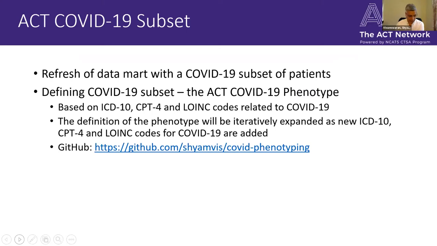So if you're a site who have a smaller I2B2 database and you have access to data which is available pretty much on a daily basis, then you can refresh the I2B2 data mart pretty much on a daily basis. However, if you're a site which has a very large I2B2 and it's challenging to refresh that overnight, we developed an ACT COVID-19 phenotype, which basically defines the patient cohort, which we would like you to refresh more frequently than your full cohort. And this is basically based on COVID-related codes or COVID-relevant codes in ICD, CPT, and LOINC. And this definition also expands and gets revised in sync with the ontology, as well as in sync with other efforts which use a phenotype definition. And the current definition is available at the GitHub repo.